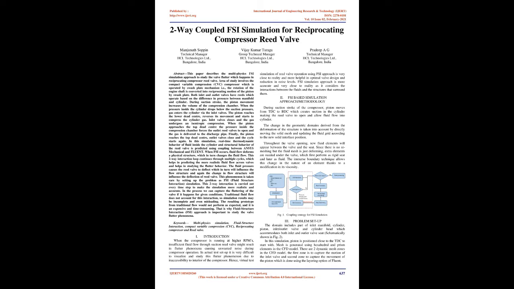Both inlet and outlet valves have reeds which operate based on the difference in pressure between manifold and cylinder. During suction stroke, the piston movement increases the volume of the compression chamber. When the pressure inside the cylinder drops below the suction pressure, gas enters the cylinder via the inlet valves. The piston reaches the lower dead center, reverses its movement and starts to compress the cylinder gas. Inlet valves close and the gas undergoes an isentropic compression.